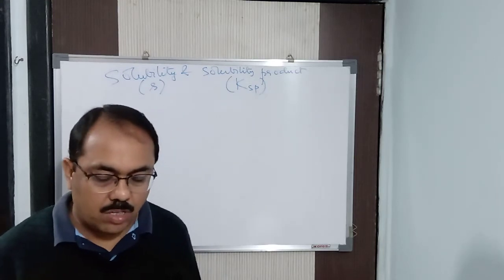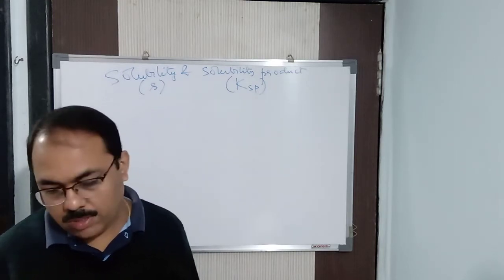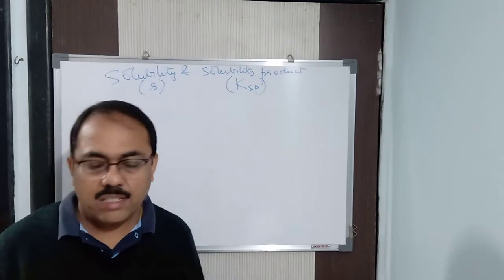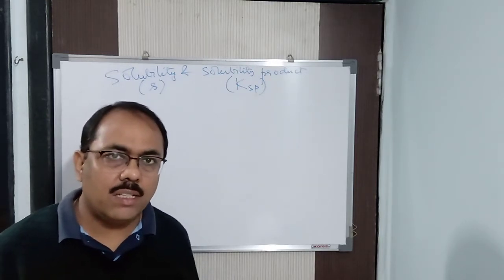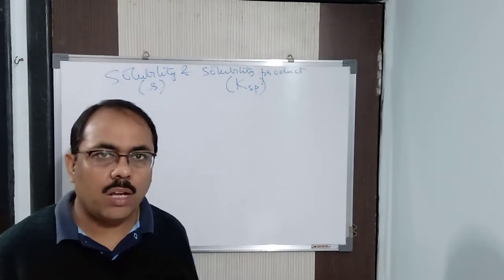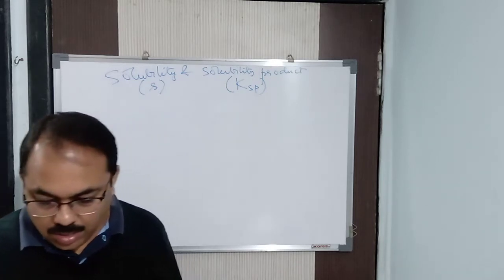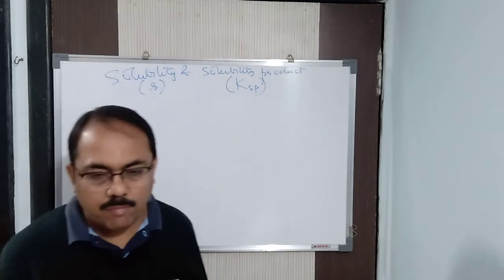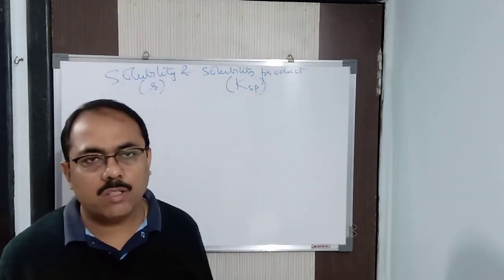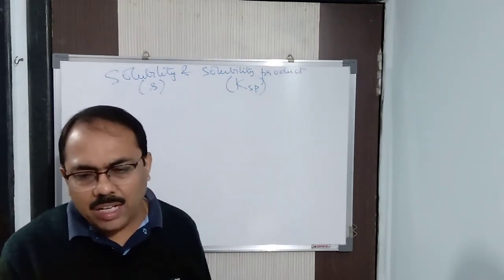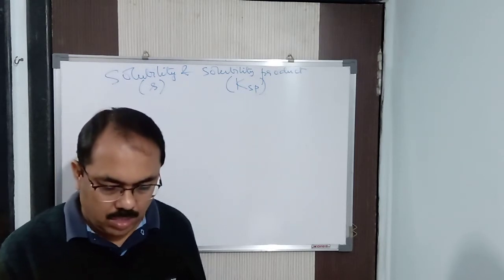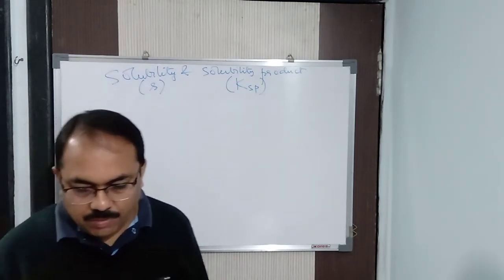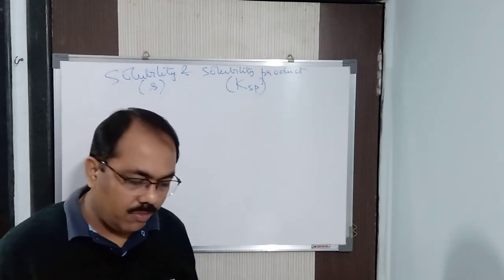Again I repeat, if the solubility is greater than 0.1, it is a soluble salt. If it is less than 0.1, it is a sparingly soluble or slightly soluble salt. And if it is much less than 0.01 molar, mind it, then it is a very sparingly soluble salt. Very means hardly a pinch of salt is soluble in 1 liter of water. Got it? So in this way we calculate the solubility of a particular kind of salt.